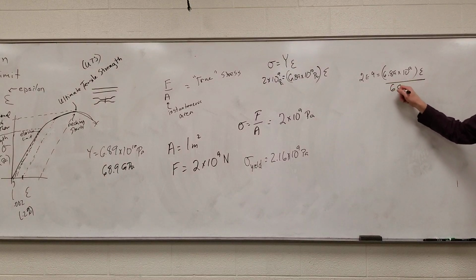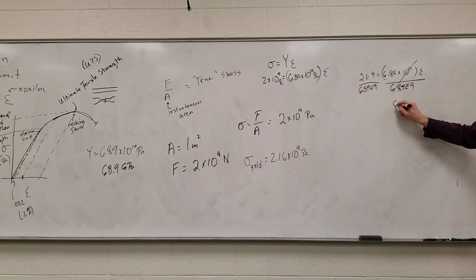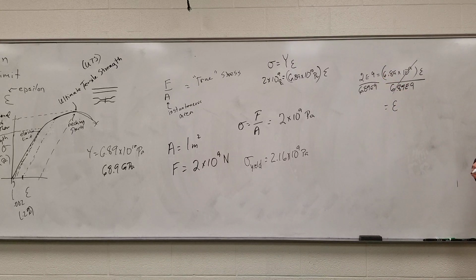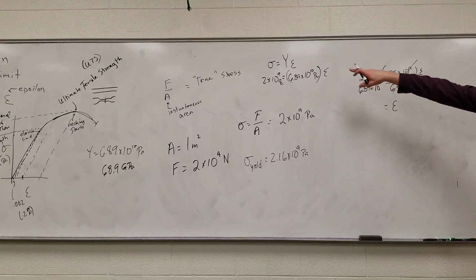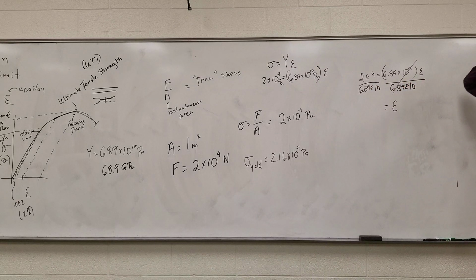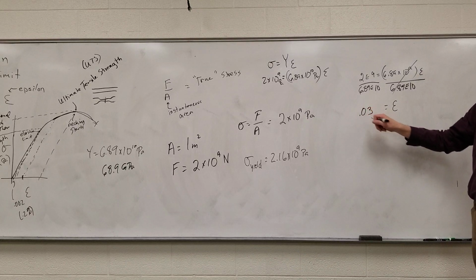So divide. The pascals cancel out on this side, and I'm left with just my strain. Isn't it 6.89 times 10 to the 10th? It is, thank you. I wrote it down correctly right there. So this ends up being somewhere around 0.03.